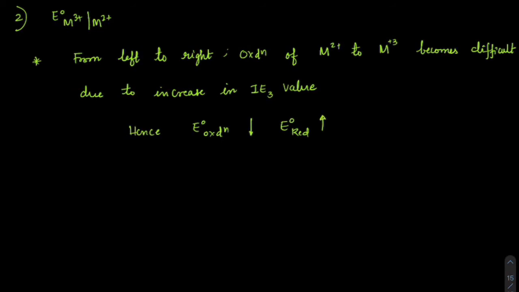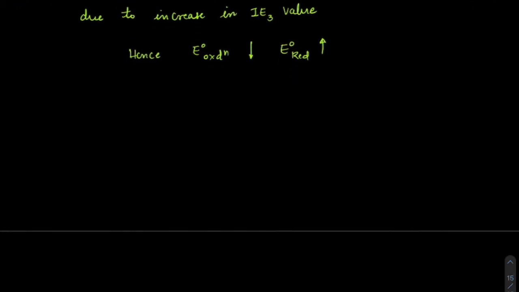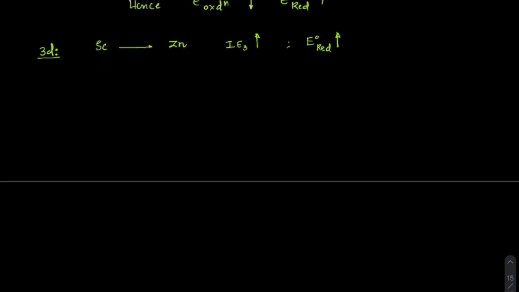So from left to right, usually reduction increases. Okay. So I can say that from scandium to zinc in 3D series, correct? In 3D series, we know that ionization 3 increases from left to right. Okay. So therefore, reduction potential increases. Definitely reduction potential increases. Let us just point out on the values here: scandium, titanium, vanadium, chromium, manganese, iron, cobalt, nickel, copper, zinc.